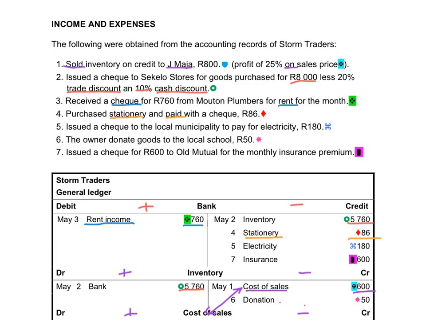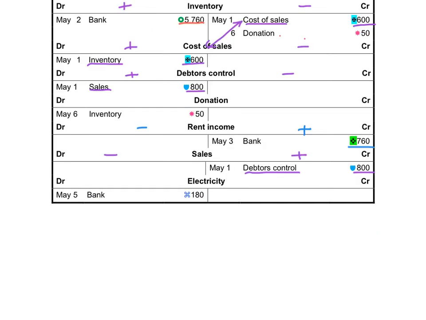A check to pay for the electricity. So the one entry will be in the bank because we paid out money, and the double entry will be in the electricity account. The bank account is credited with 180 to decrease the money in the bank, and the electricity account will be debited with 180 because electricity is an expense that will increase on the debit side.